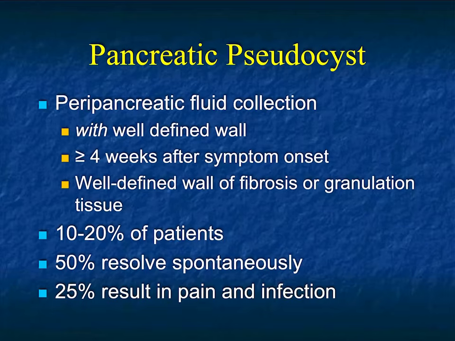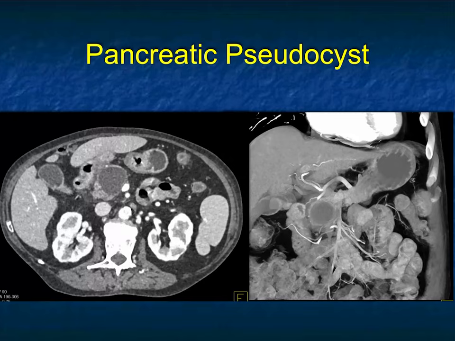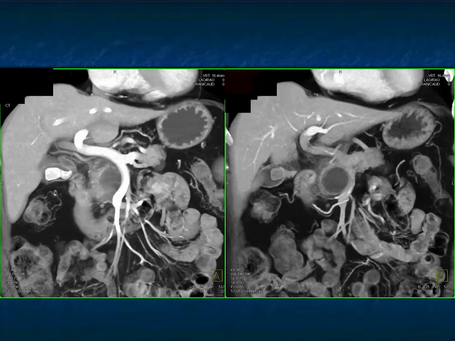Other patients get pain and infection, with common locations from the lesser sac to anterior pararenal space, left and right. And we know pseudocysts can track anywhere. They can track down into the pelvis. We saw cases with posterior mediastinal masses, which were pseudocysts, or scrotal masses. And so a typical patient like this with pancreatitis, which had resolved, has a cystic lesion, pseudocyst. Again, most likely it's going to resolve. If it doesn't resolve, most patients will still be asymptomatic, and you will not do anything about it.